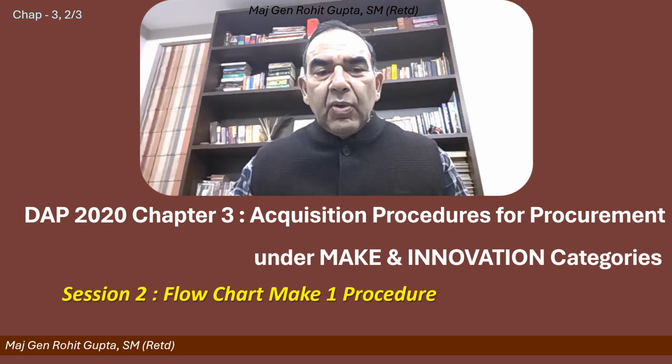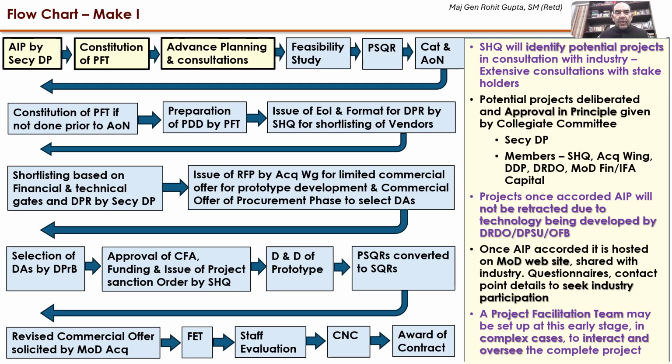In session 2 of chapter 3, we will have a look at the Make One procedure in detail with a complete flowchart. For ease of understanding, I have divided the complete process into a flowchart of the Make One procedure. The slide refers to the boxes in yellow on the left with the explanation in the larger box on the right.